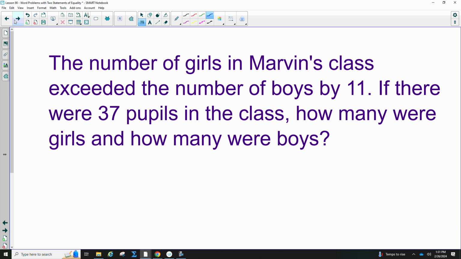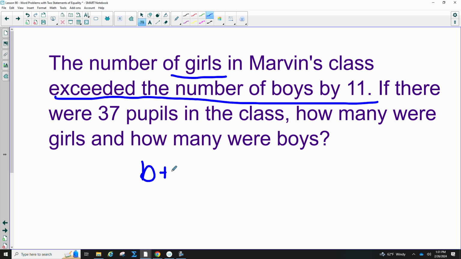Okay. The number of girls in Marvin's class exceeded the number of boys by 11. If there were 37 pupils in the class, how many were girls and how many were boys? So for the first equation that they have up there, the number of girls exceeded the number of boys by 11. Who has less? Boys. That is what you are going to add to make it equal.